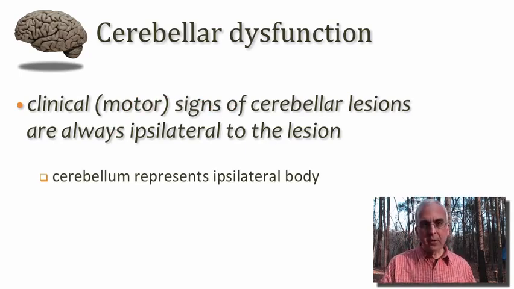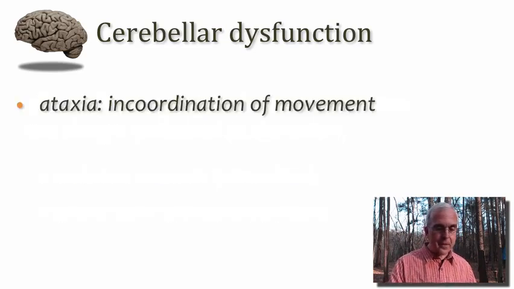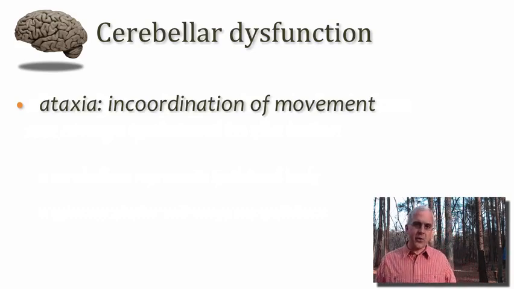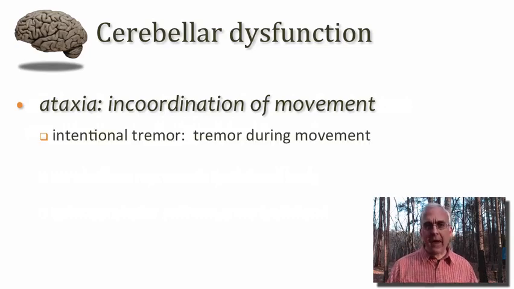As I've been saying, the cerebellum represents the ipsilateral side of the body, and perhaps this reflects the fact that the spinal cerebellar pathways are set up to provide ipsilateral input. Now, when it comes to cerebellar dysfunction, we would expect there to be an incoordination of movement. We call this ataxia. And ataxia can be further characterized by the clinicians. I won't get into that now, but just know that may be coming if you are getting deeper into the neurological sciences. But there are other aspects of this picture that I do want to talk about.